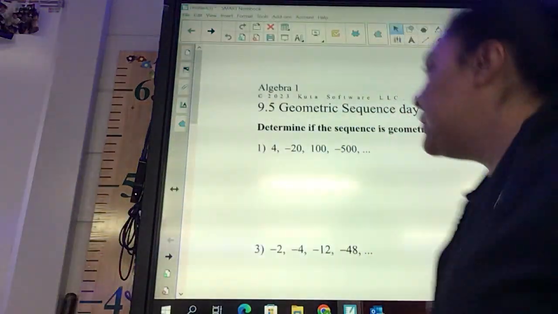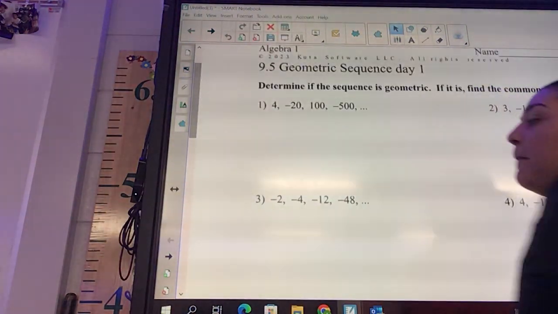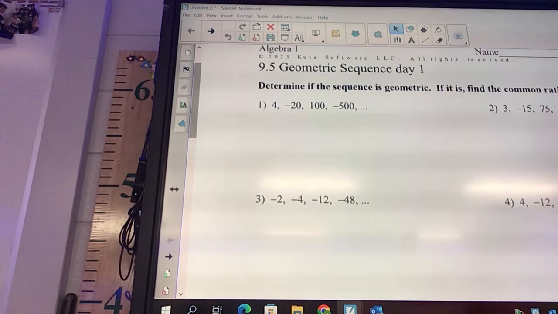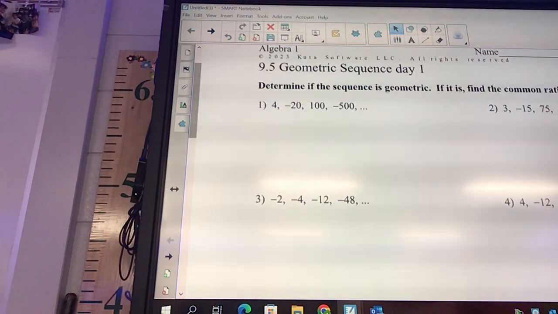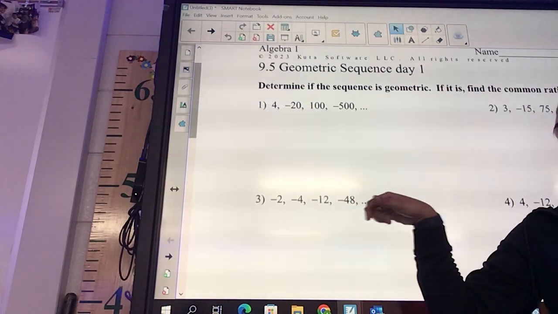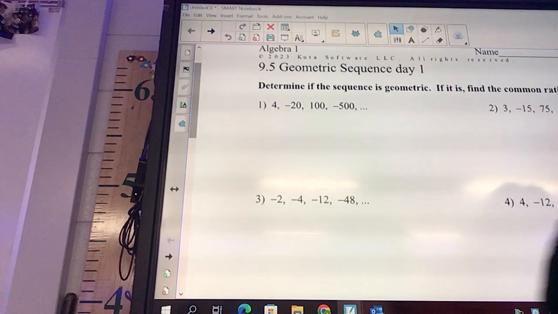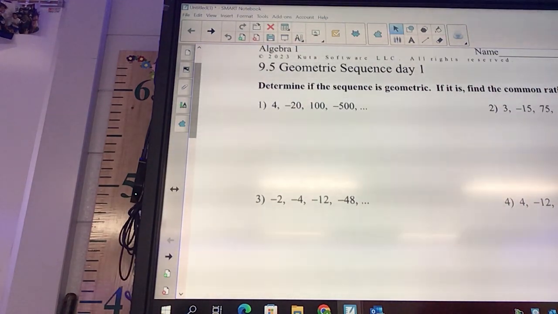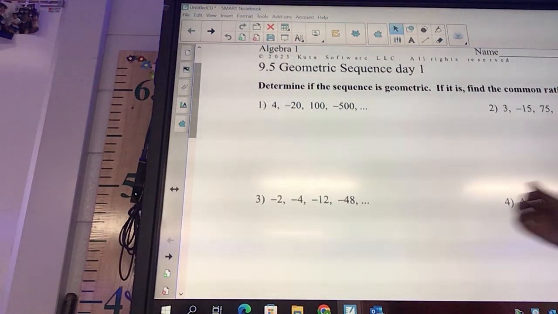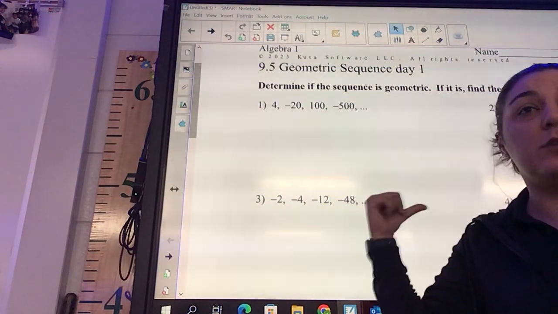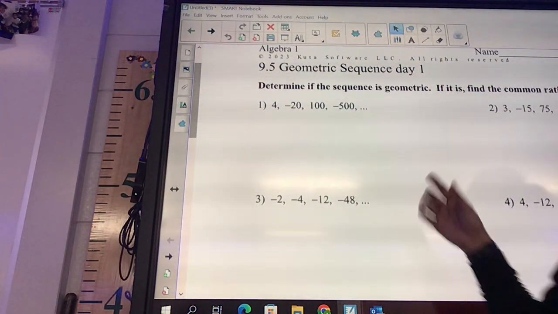Okay, so my suggestion to you would be to look if the numbers are going up or down, because that's going to make a difference. Okay, so are these going up or down? Well, okay, so if you're talking negatives, but I'm just looking at the number in general. Technically they are going down, because we're decreasing. However, the numbers are increasing.